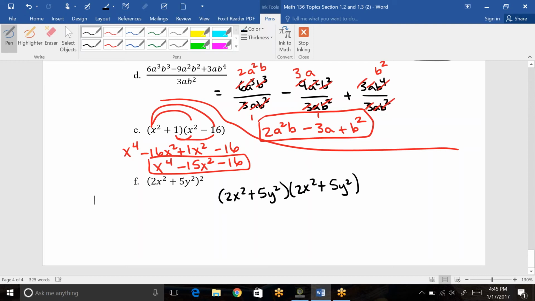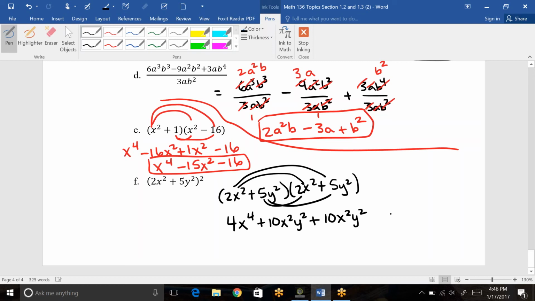When you have multiple things going on, do it piece by piece. So 2 times 2 is 4. x squared times x squared is x to the fourth. 2 times 5, because we did this one, so now we're doing this one, would be positive 10. x squared and y squared are different variables, so you cannot put them together in terms of combining. You just write them side by side. This would be 5 times 2, so that's 10, and you get another x squared and another y squared. I always just write them alphabetically. And 5 times 5 is 25, and y squared times y squared is y to the fourth.